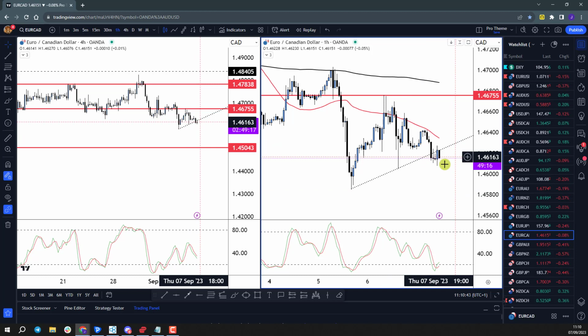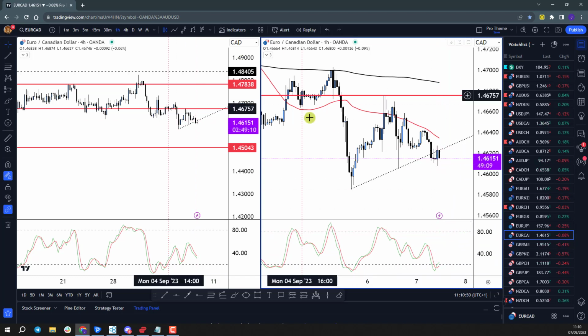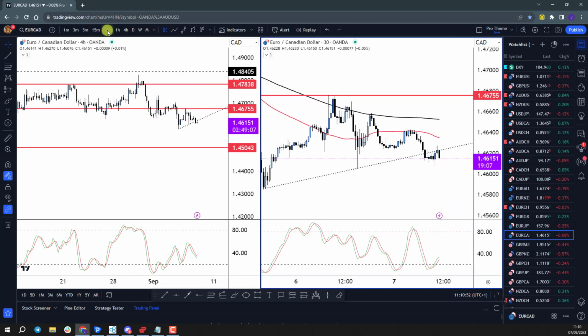But yeah, let's just see how this one plays out, because I would like to see maybe another move back up into the 80 there. Whether we get that or not is going to be something that's a different question.